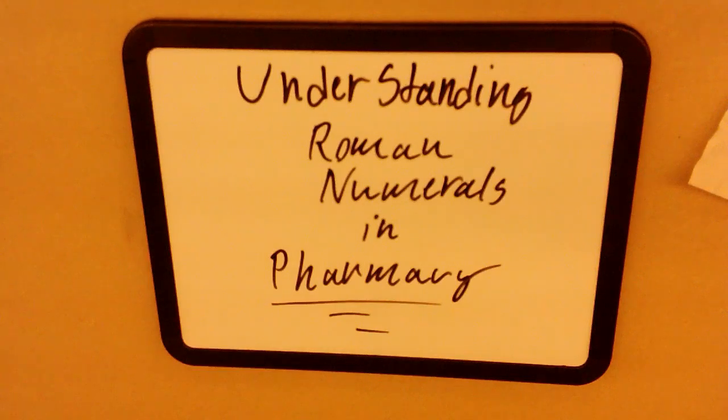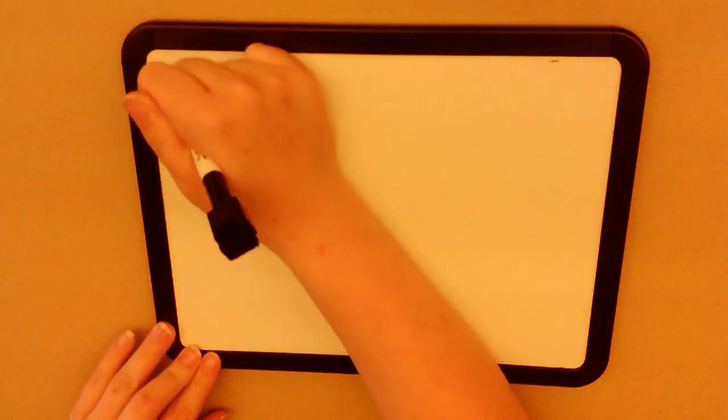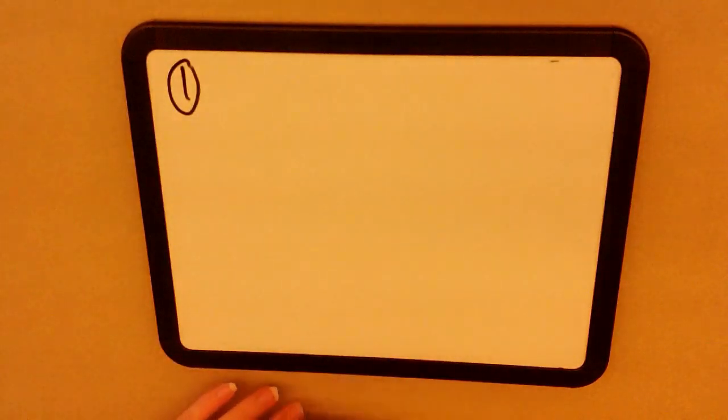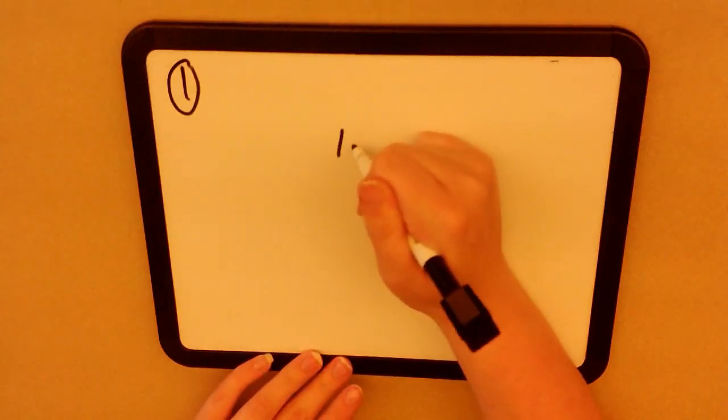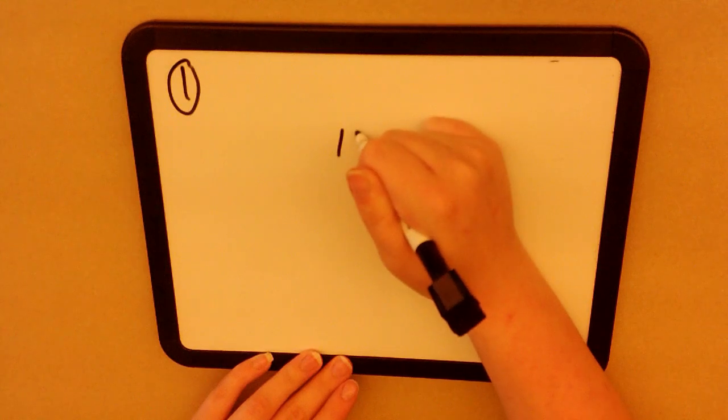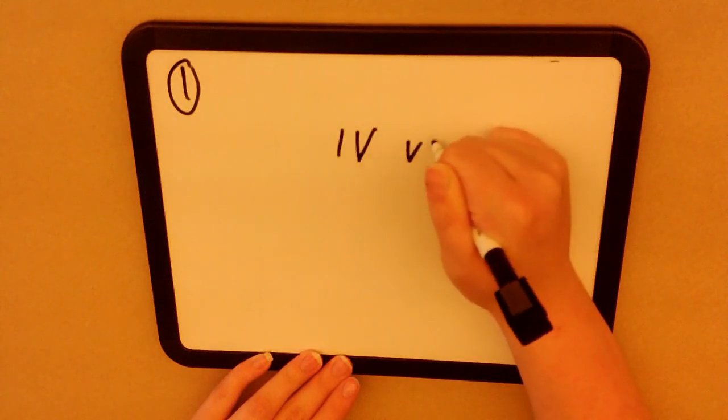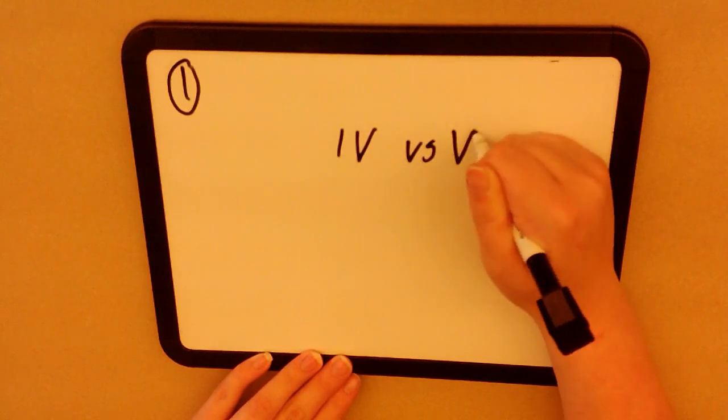This is understanding Roman numerals in pharmacy today. And so we're going to go to question number 1, which is when a smaller Roman numeral is placed before the larger number, do you add or subtract? And so what I'm writing down now is IV versus VI.